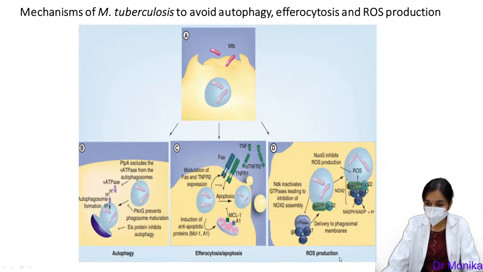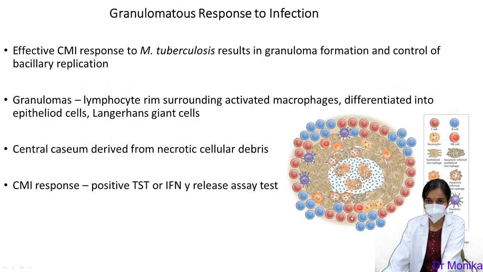In case of reactive oxygen species, the nicotinamide kinase inactivates the GTPase, leading to inhibition of the NOX2 assembly. Hence, the NOX2 assembly is not being formed, and hence the ROS production is inhibited, and hence there will be no autophagy or necroptosis or apoptosis of the Mycobacterium TB.